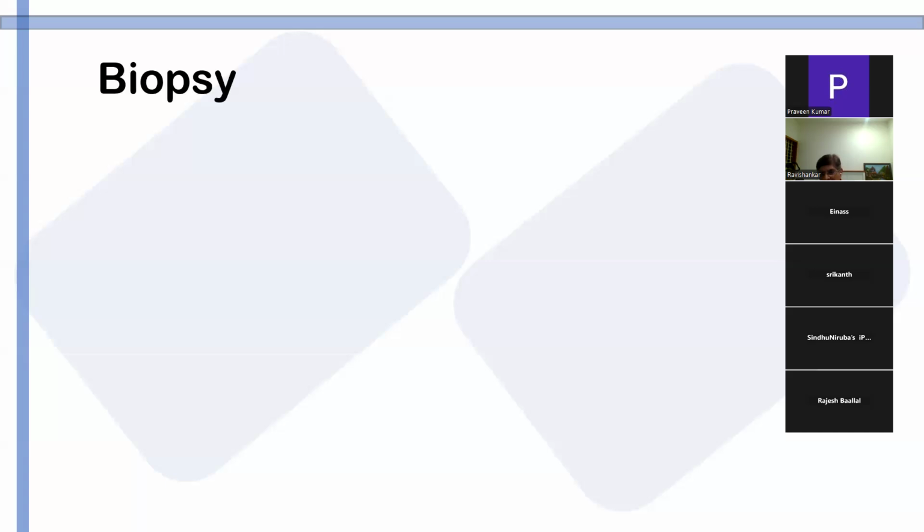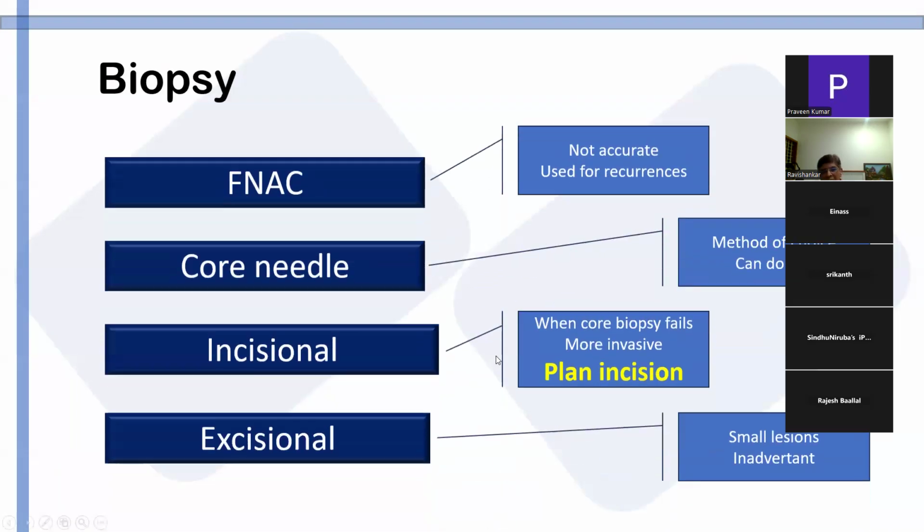What are the kinds of biopsies one can do on a lump? There is no rocket science in this. I'm sure you know this. Excisional biopsy and incisional biopsy. Core biopsy. Fine needle biopsy. So these are your choices: FNAC, core biopsy, incisional, and excisional.